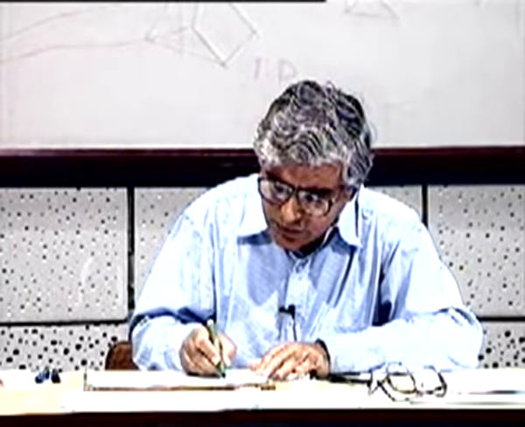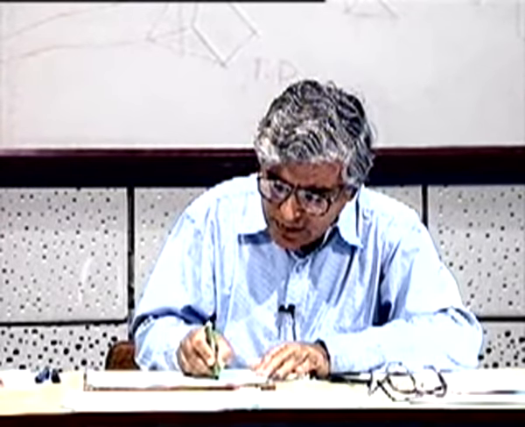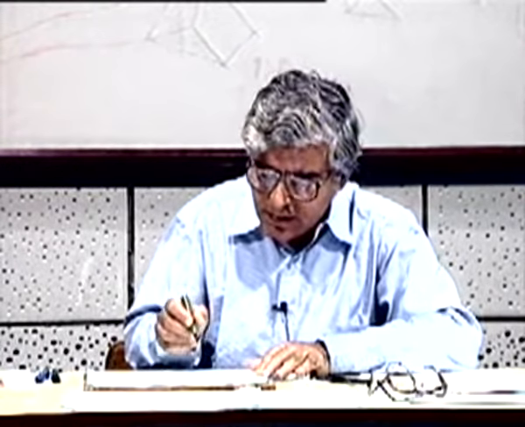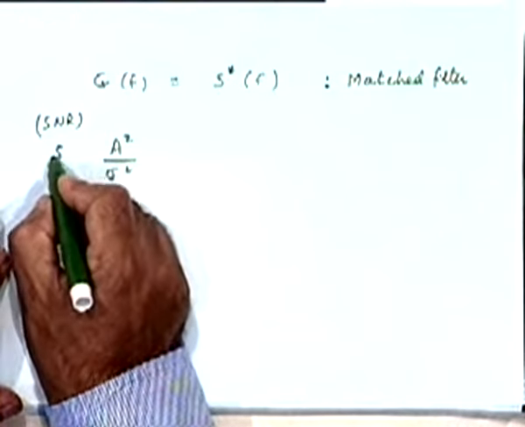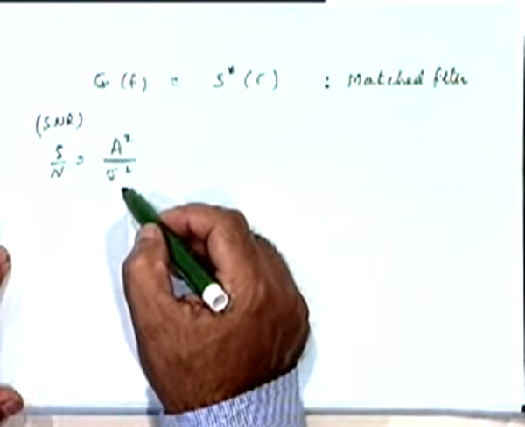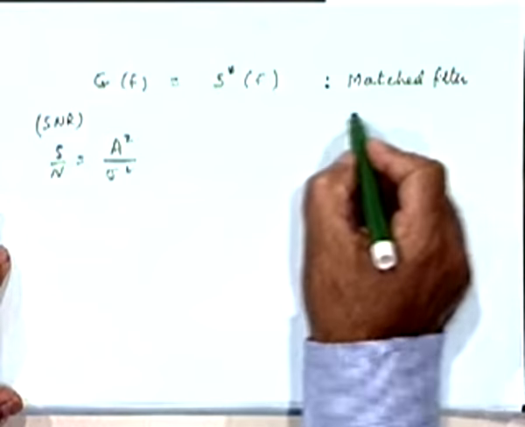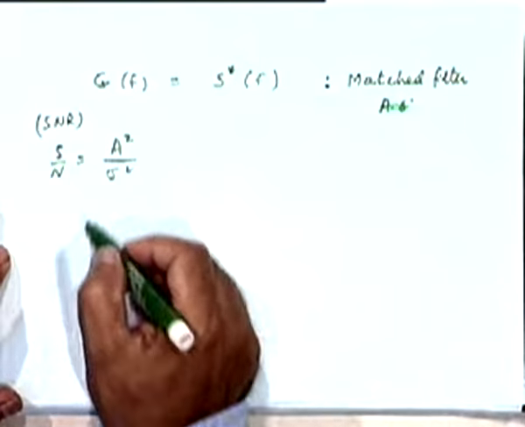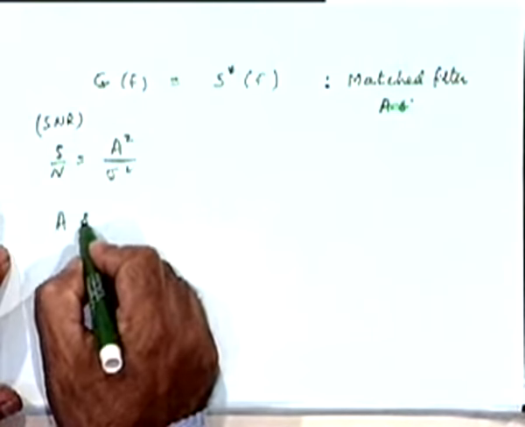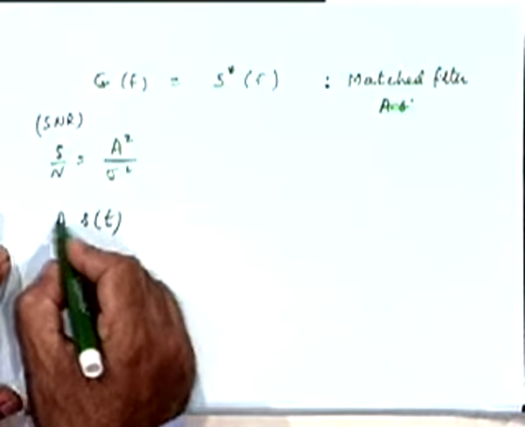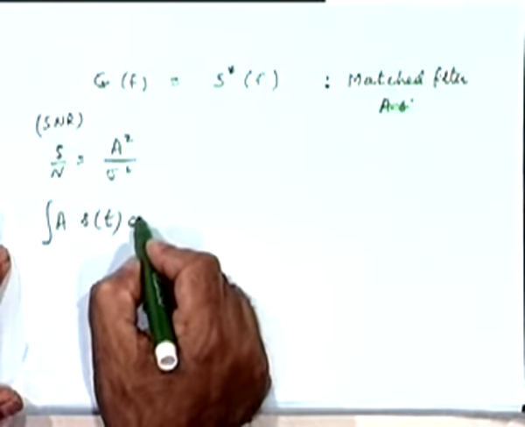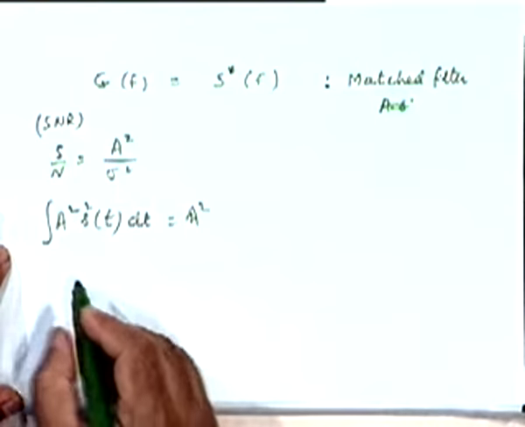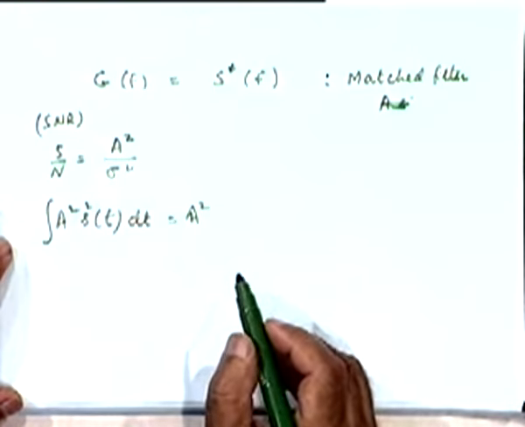The next thing we like to do is write an expression for the output signal to noise ratio, which is S by N. It will be essentially equal to A square by sigma square, because we are assuming that your signal is A S(t). If S(t) is of unit energy, then the signal power is A square, and the output noise variance is sigma square.